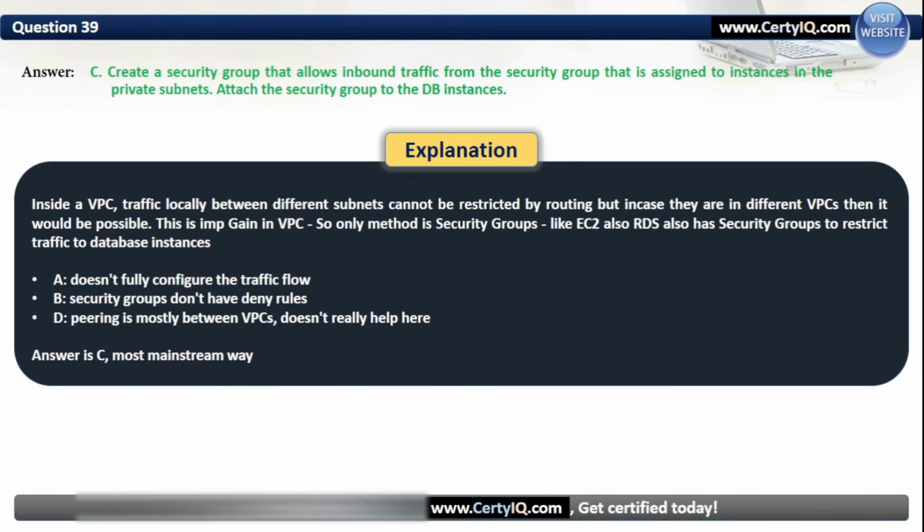Inside a VPC, traffic locally between different subnets cannot be restricted by routing, but if they are in different VPCs, then it would be possible. This is an important gotcha in VPC. So the only method is security groups. Like EC2, RDS also has security groups to restrict traffic to database instances. About the options, A does not fully configure the traffic flow. In B, security groups don't have deny rules. About D, peering is mostly between VPCs. Doesn't really help here. As such, C is the correct answer.